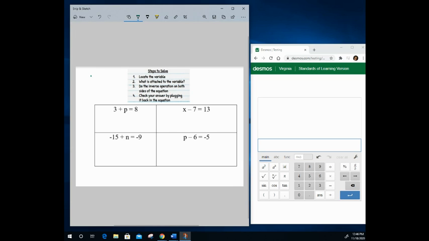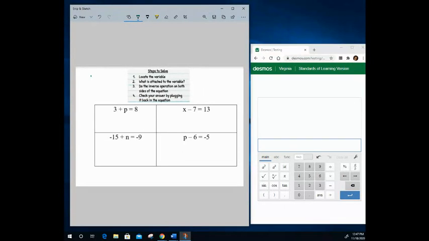All right, ladies and gentlemen, in this video, I'm going to go over how to solve one-step equations that deal with adding and subtracting. So whenever you're solving one-step equations, the first thing you want to do is locate the variable. The second thing you want to do is see what's attached to the variable. Once you do that, you want to do the inverse operation on both sides of the equation, and then, of course, you want to check your answer by plugging it back in the equation.